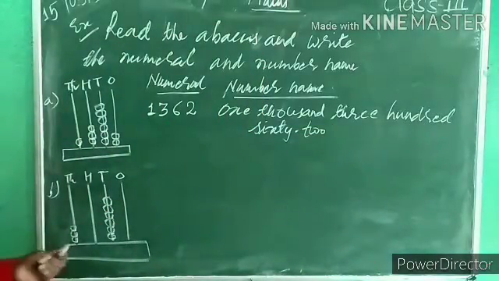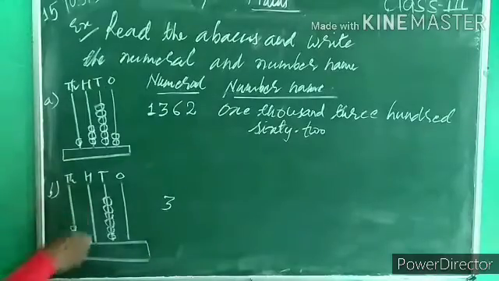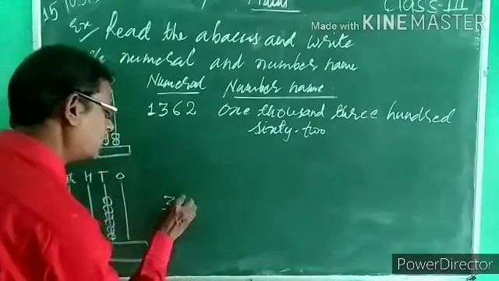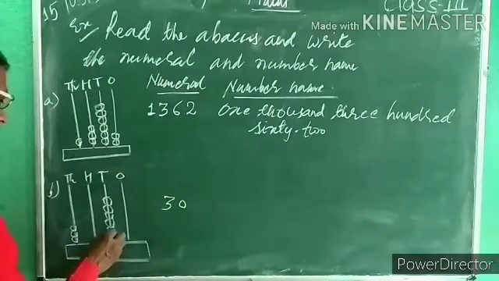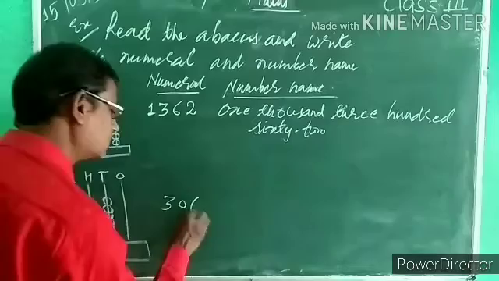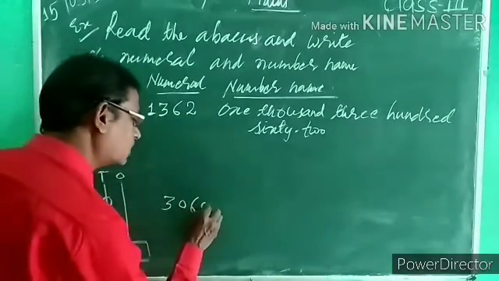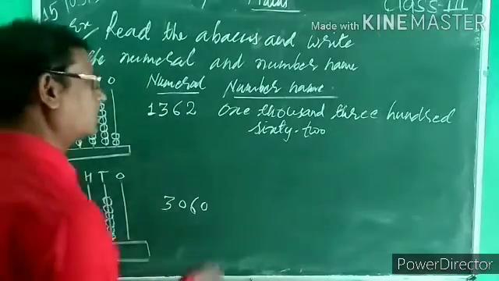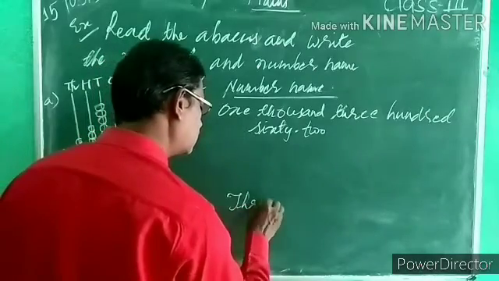How many beads are there in 1000? Look, 1, 2, 3. So write here 3. In 100 there is no bead, so what do you have to put there? 0. If no beads are there, then you have to put 0. And in tens count 1, 2, 3, 4, 5, 6. And in ones no beads, so write there 0. So ones, tens, hundred, thousand: 3060. The number name is that, 3060.